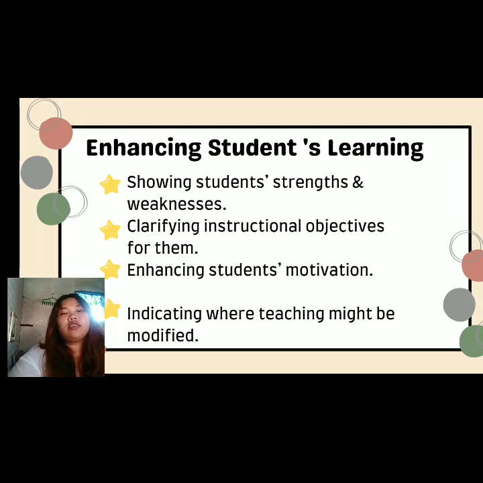The last one is indicating where teaching might be modified. Grading and reporting system can be a basis or guide to the teachers, so that in such a way they can find other learning strategies that are applicable in the classroom.